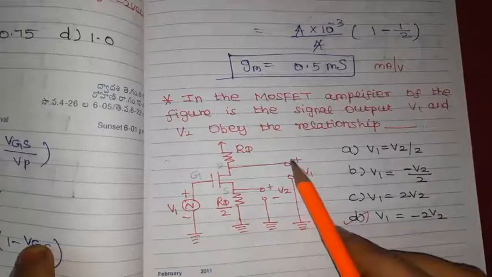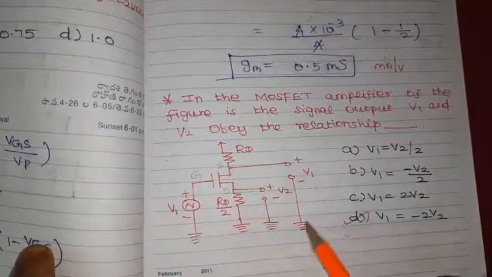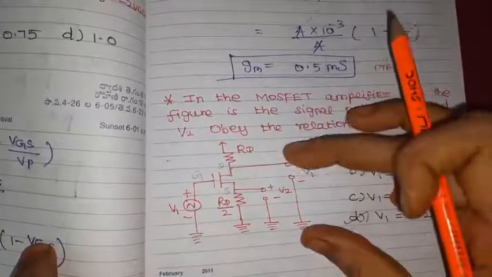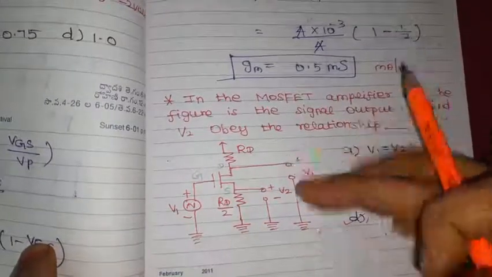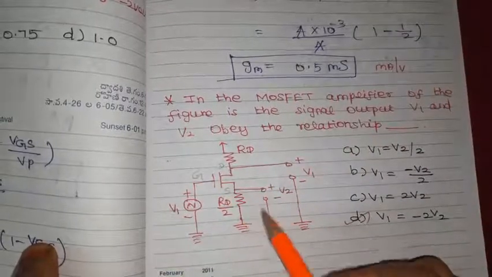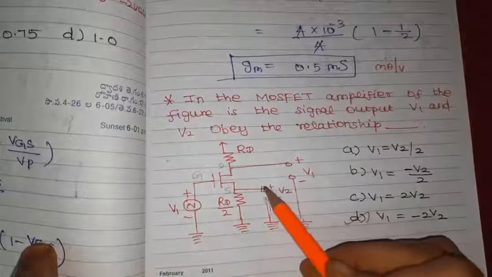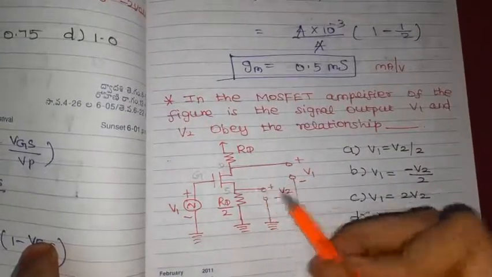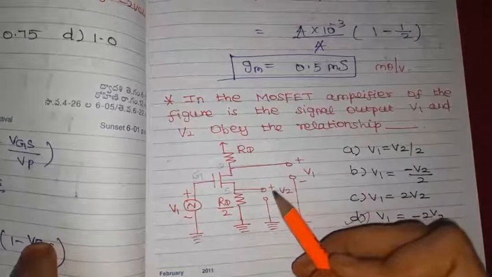Then V1 is gate to ground, this terminal D to ground, V1. We see the voltage across this to this. D to ground, V1. Here V2 is source to ground, this terminal to ground. So V2 is nothing but, here also we'll see.